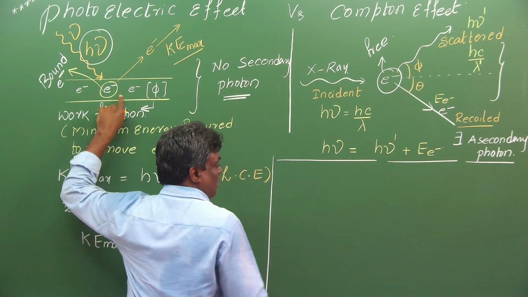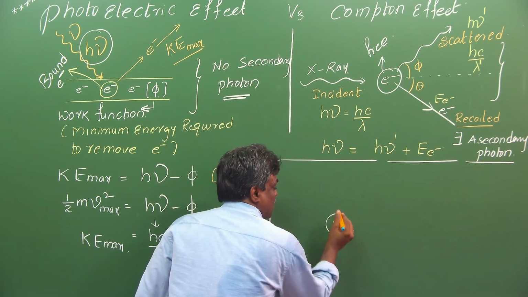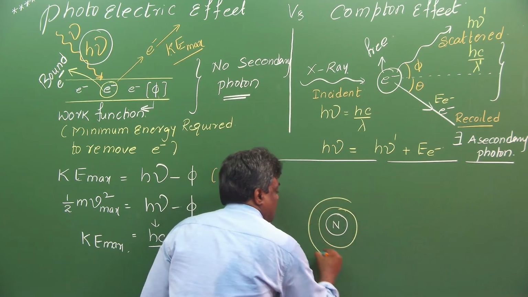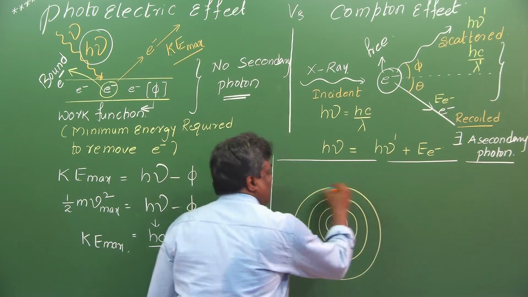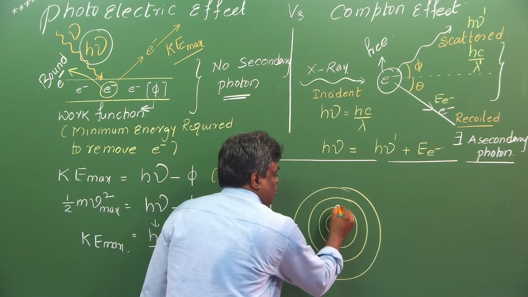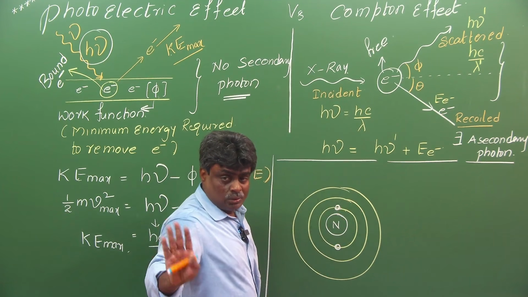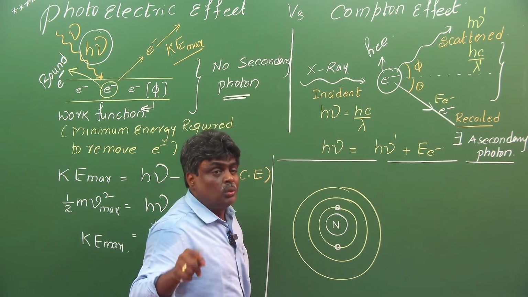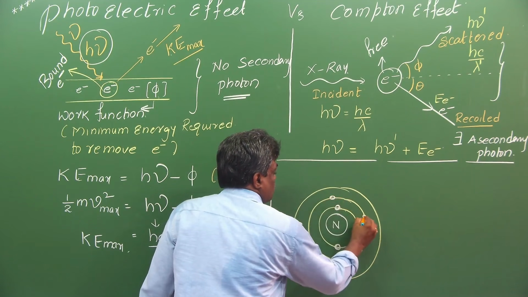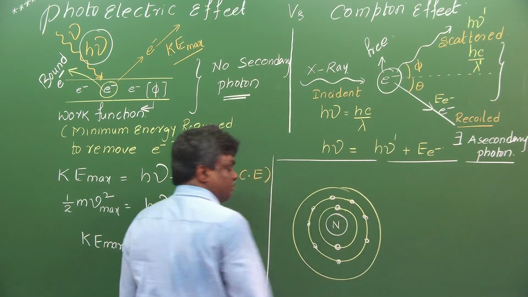Listen. For example, here I have an atom. This is the nucleus. And this is the K shell, this is the L shell, and this is the M shell, like this. I hope everybody knows. How many K shell electrons? 2. L, 8. M, 18. 2, 8, 18, 32: 2n squared. 1, 2, 3, 4, 5, 6, 7, 8.